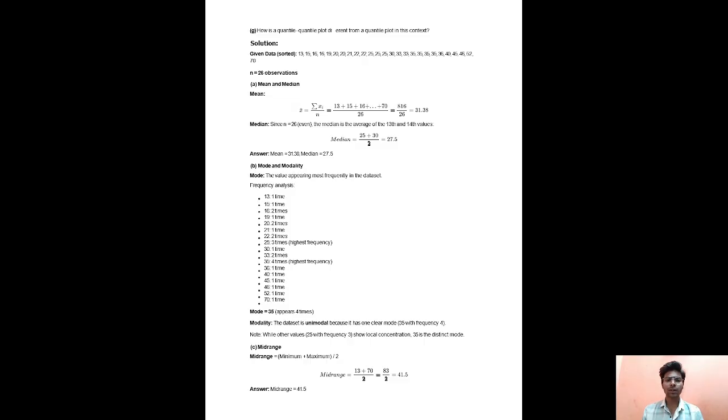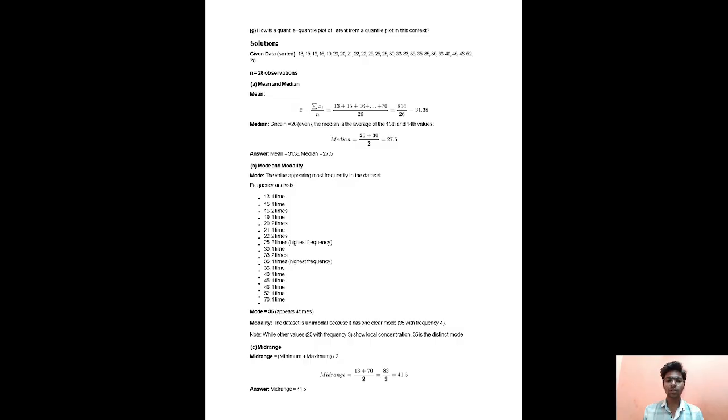The number 35 appears 4 times and has the highest frequency, so the mode of this question is 35. Modality: the data is unimodal because it has one clear mode, 35, with frequency 4, while other values show only local concentration. 35 is the distinct mode.